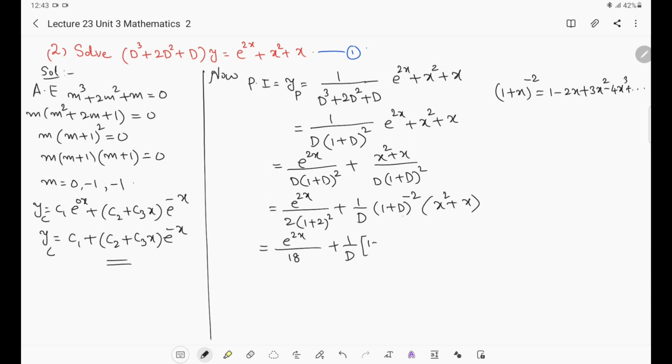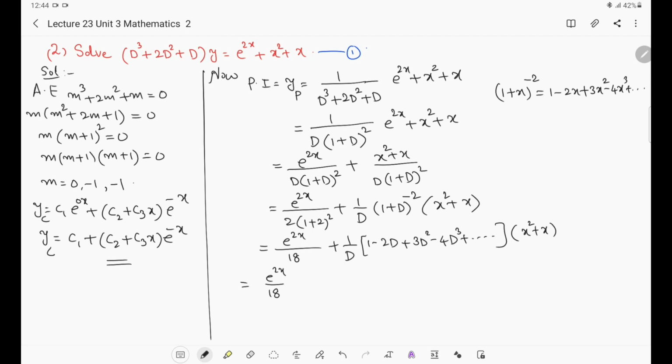1 minus, in place of x we are having D here. So 1 minus 2D plus 3D square minus 4D cube plus so on, into x square plus x. So now which is equal to e power 2x by 18.